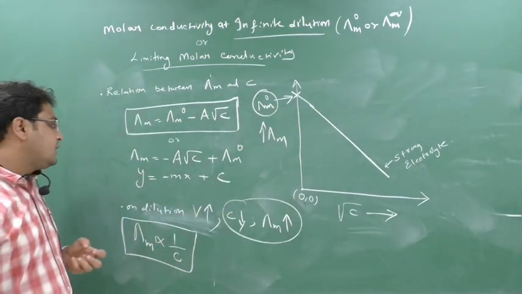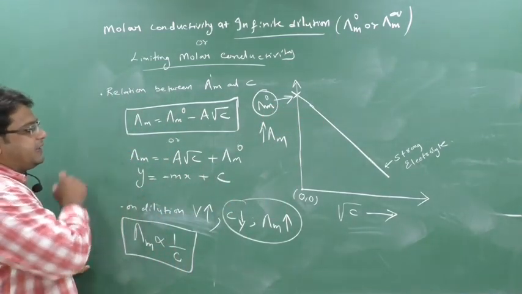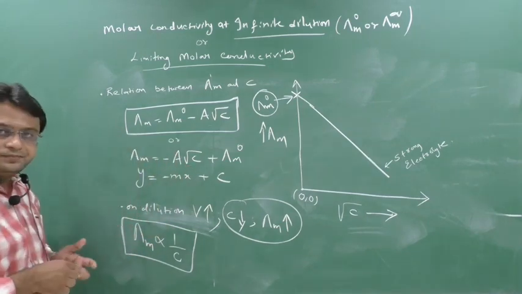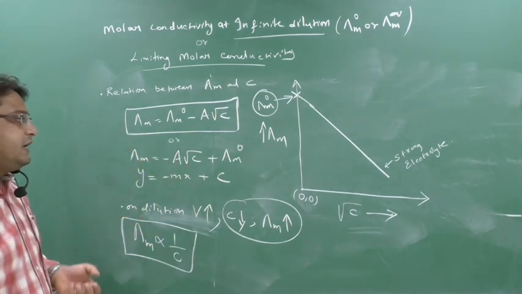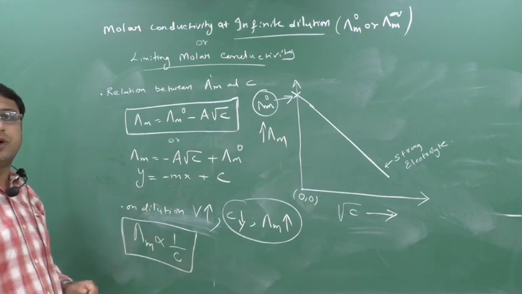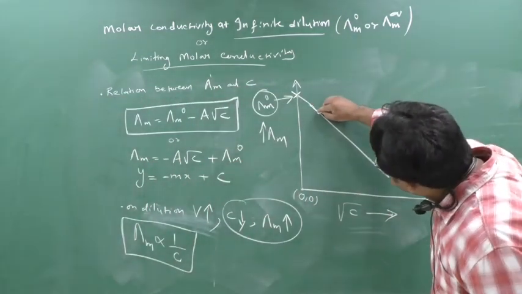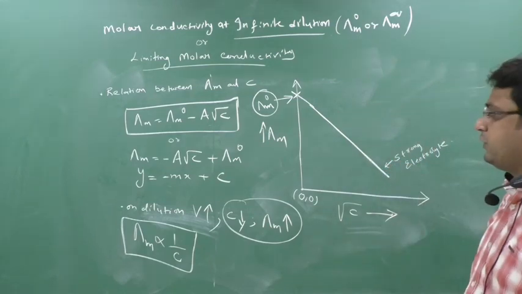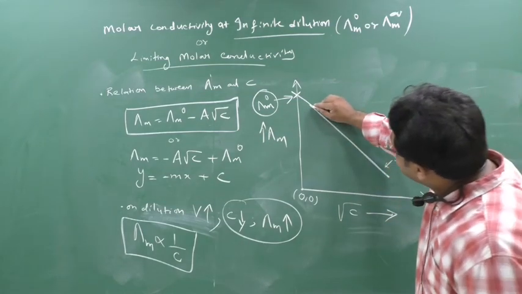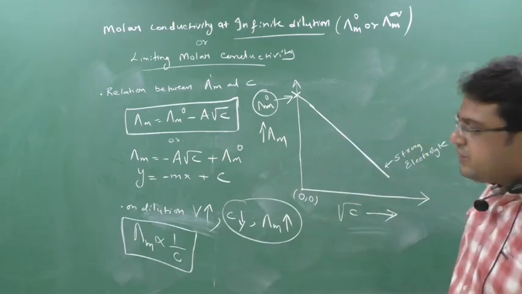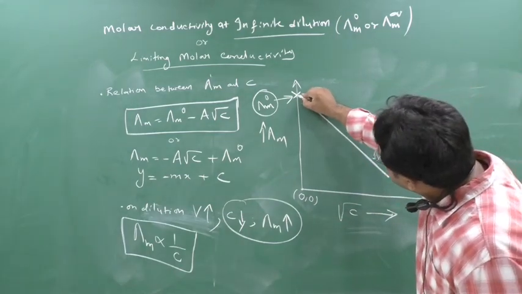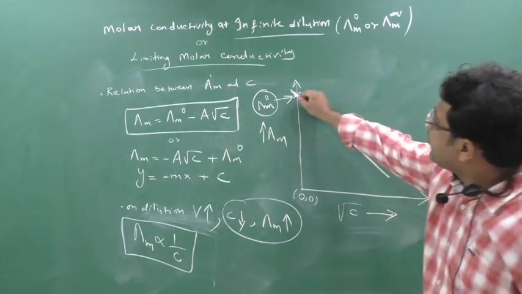So I plotted the graph with lambda m on the y-axis and root C on the x-axis. I took the strong electrolyte and obtained this straight line. This line is for strong electrolyte. Now what have I done? I have extrapolated this straight line, and when I extrapolated it, I got the intercept on the y-axis.